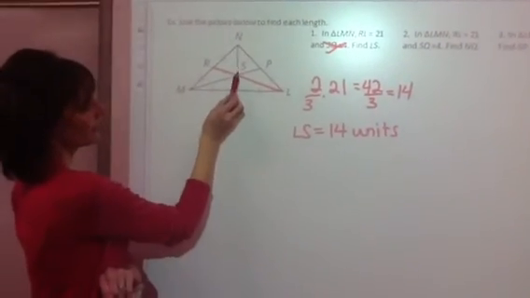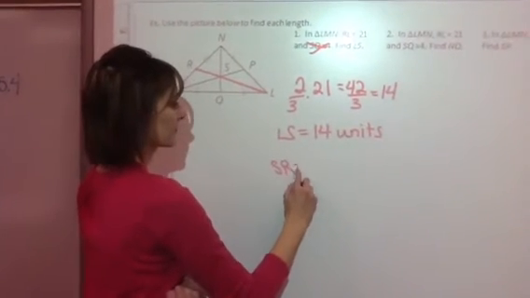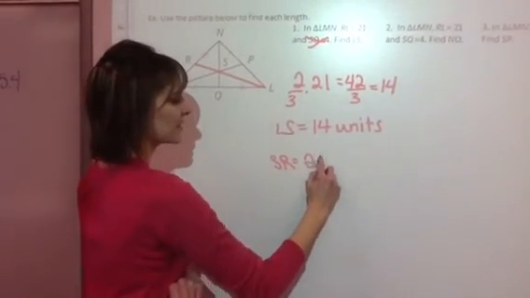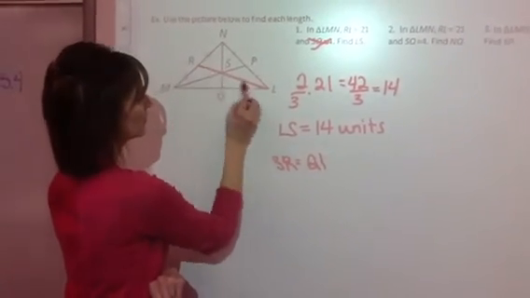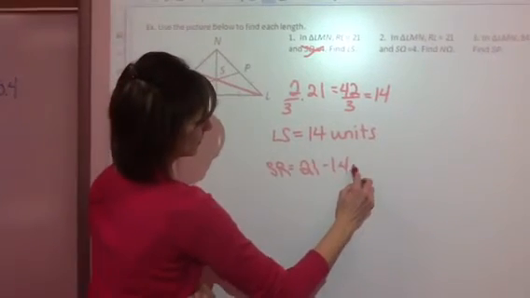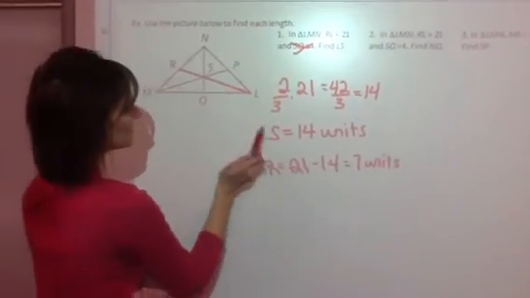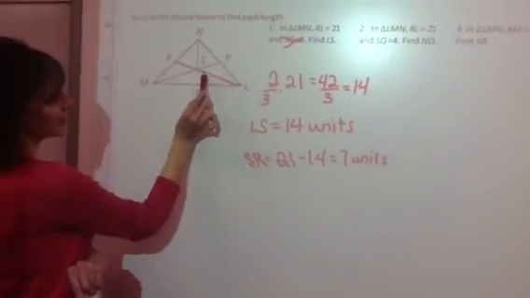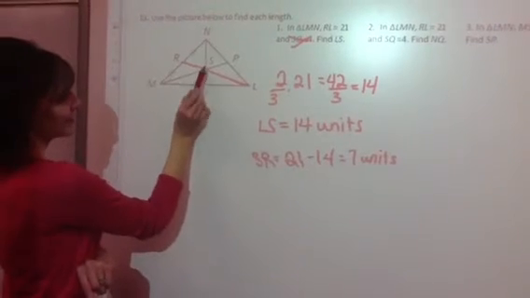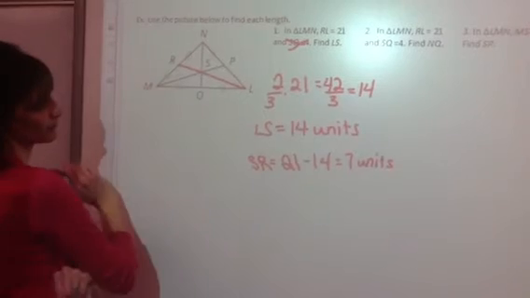Now, what if I want you to find the length from S to R? I would just simply take the entire length, 21, minus this part, which is 14. And that would be 7 units. So you still see that this length, the vertex to the centroid, is double that of the centroid to the median, or to the midpoint.